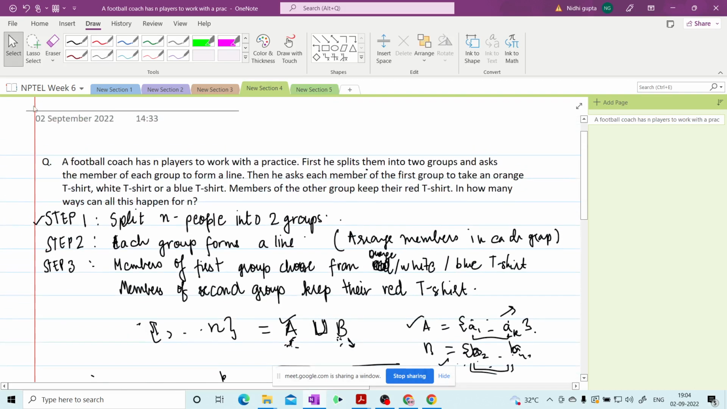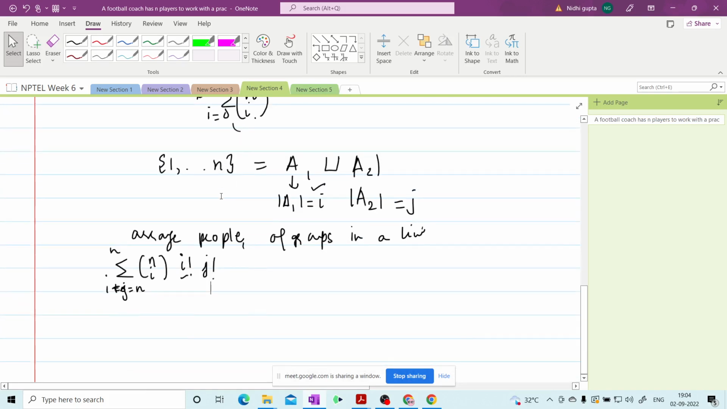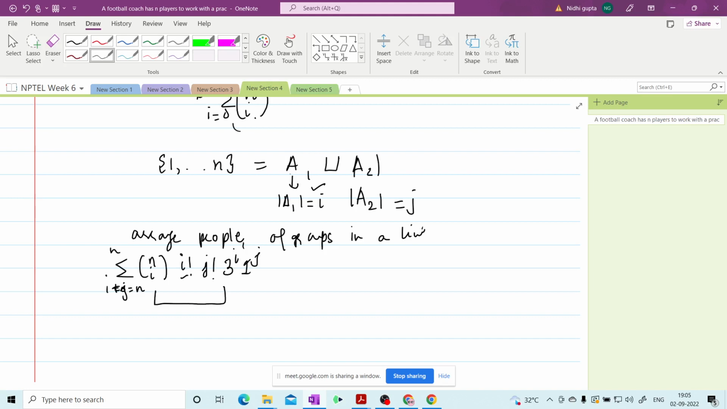And then the third thing that the coach asked them was, for the first group they have to choose a t-shirt from 3 colors. So each member had 3 options. And for the second group, it had just one option, which is 1 raised to the power j. So we have to compute this term: n choose I, I factorial, 3 raised to the power I, j factorial, 1 raised to the power j.